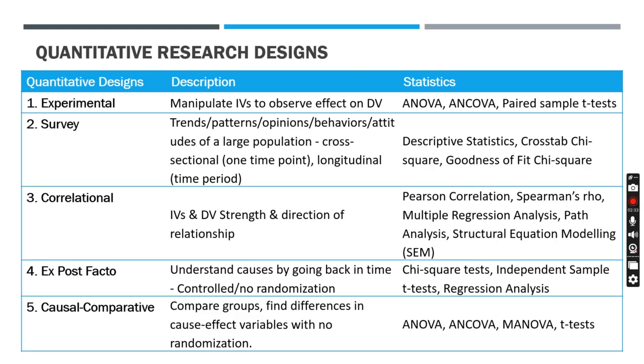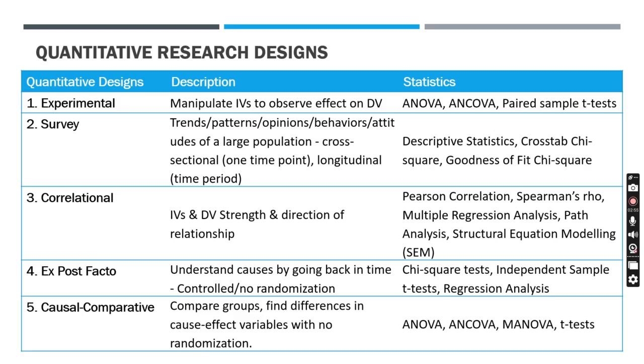But when we study the population over multiple time periods, like each month we go and check the behaviors, the attitudes, and the patterns, this is called longitudinal. It also has different statistics: descriptive, cross-tabulation, chi-square goodness of fit, and these types.